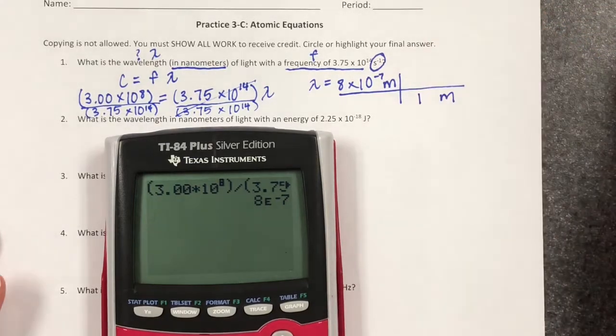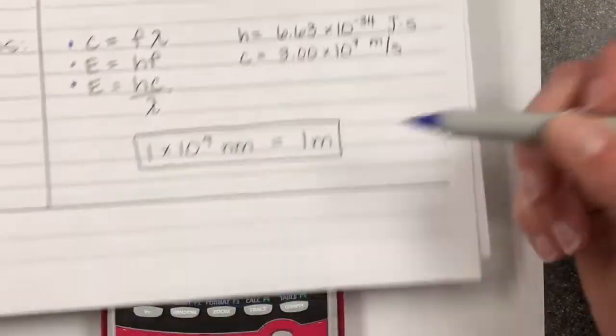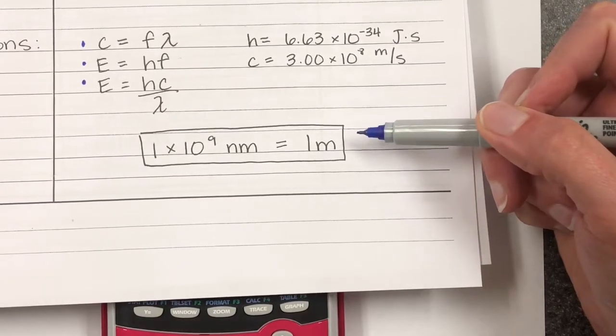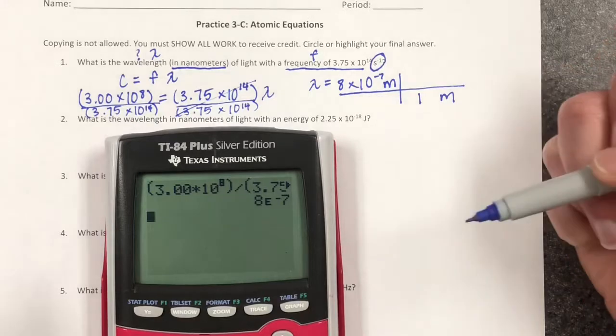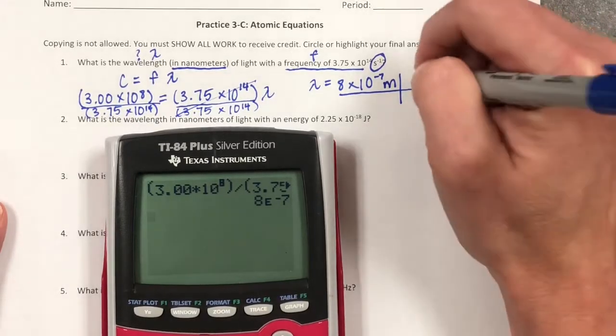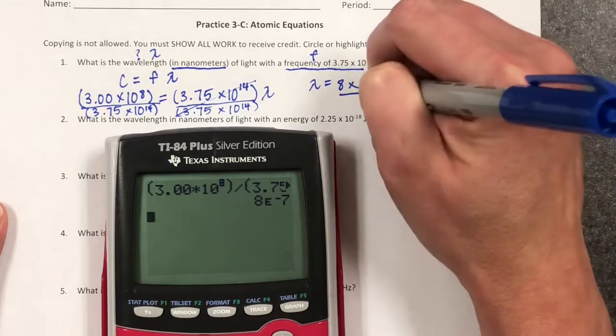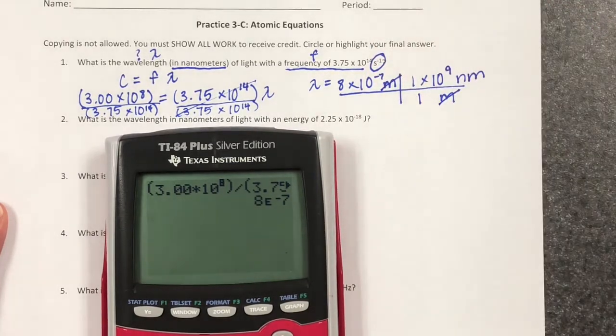The conversion factor I gave you in the notes is that 1 meter is equal to 1 times 10 to the power of 9 nanometers. So I'm going to use that conversion factor. 1 meter is equal to 1 times 10 to the power of 9 nanometers. Again, my units cancel out from top to bottom, and now my answer is going to be converted to units of nanometers. So I'm going to take my answer and I'm going to multiply it by 1 times 10 to the power of 9. And I end up with a value of 800.